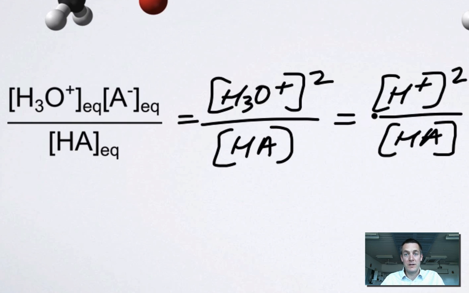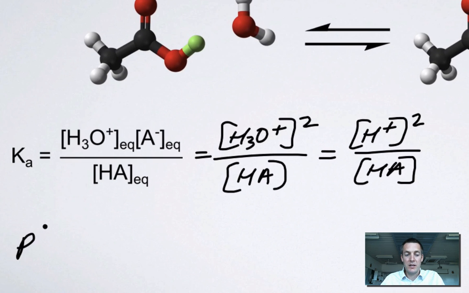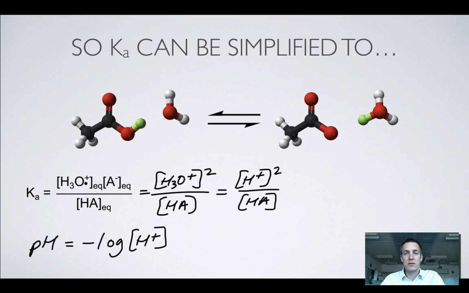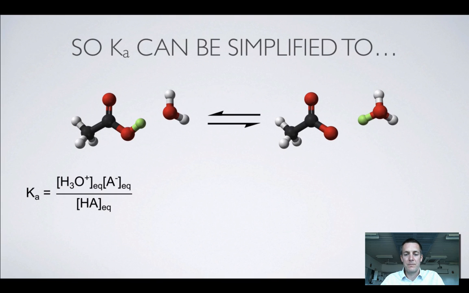And now hopefully you can see, because pH is equal to the negative log of the H+ concentration, there is now a link between pH and Ka. What we're going to do now is work through a couple of examples so we can see what that link is and how we can convert between one and the other.